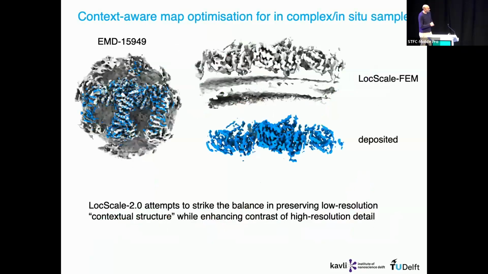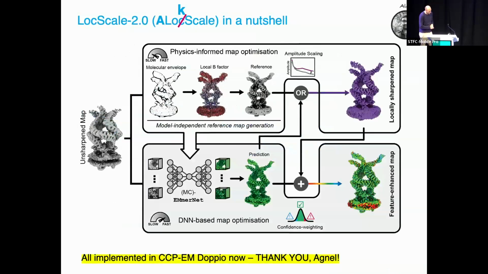And that may be more important for samples that come from complex mixtures or in situ samples where, for example, you have membrane-bound complexes. So that's an example of a subtomogram average of the COPII coat, where you see the deposited map and you see the LocScale feature-enhanced map. In the feature-enhanced map, you preserve the detail in the high-resolution structure, but you also get the contextual information from the membrane. So that's what we're trying to achieve with this method.